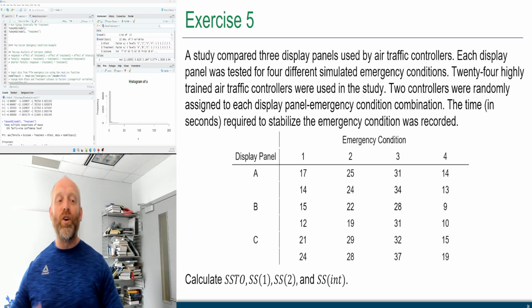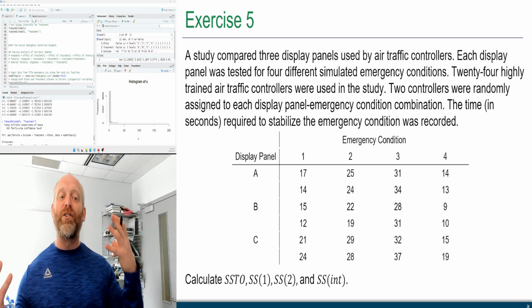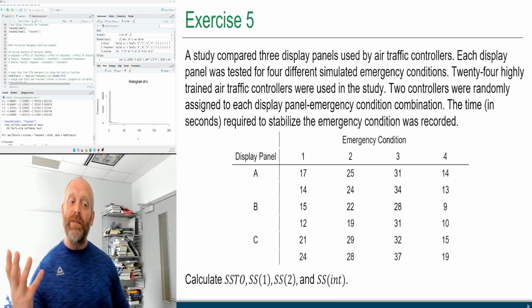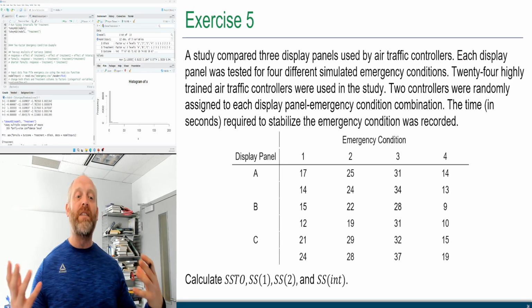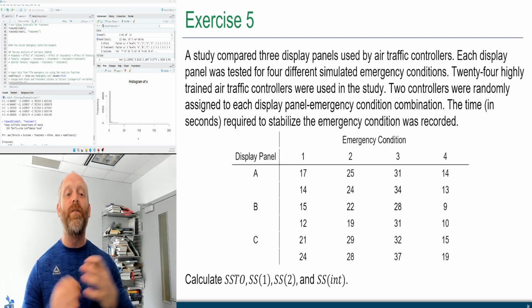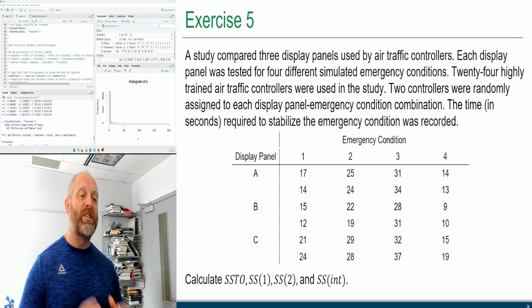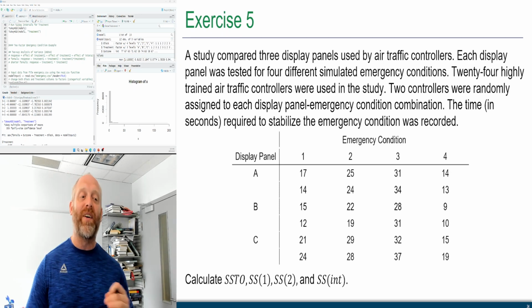So my factor 1 would be my display panel. My factor 2 would be the emergency condition. So I have 3 possibilities for the first, 4 possibilities for the second. That is a total of 12 treatments that we are going to be looking at. We're going to assign 2 experimental units for each one of those. So we'll need 24 experimental units, or in this case, 24 highly trained air traffic controllers.